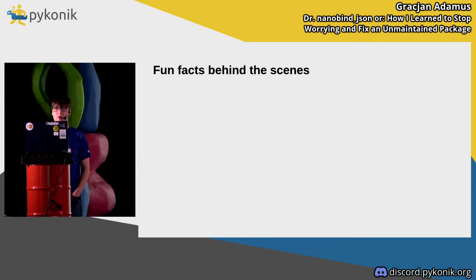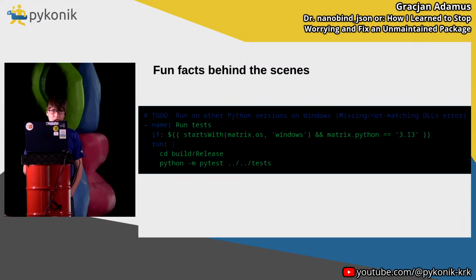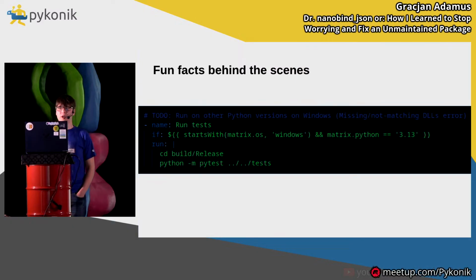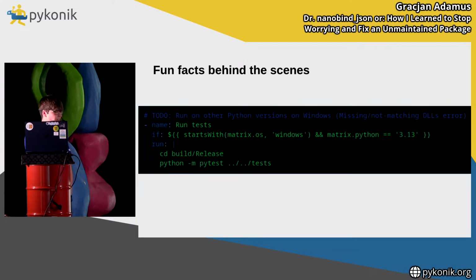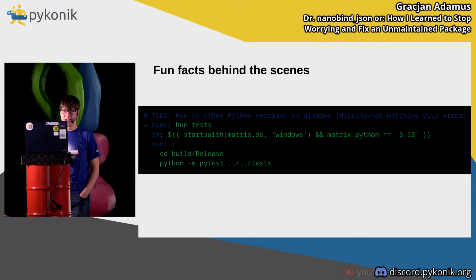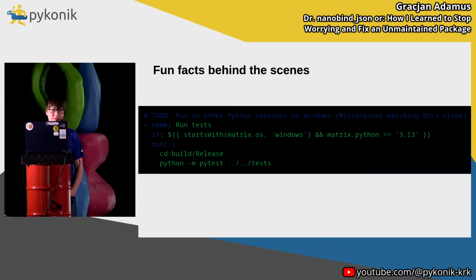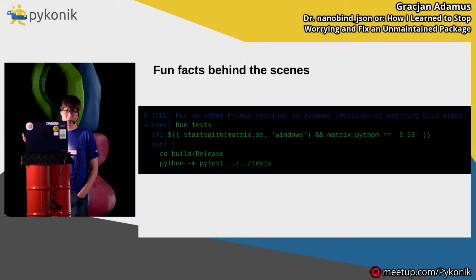And also a couple of fun facts behind the scenes because I still have some time. I showed that on Windows, only the newest version was failing. All the other ones passed. But actually, when I was fixing it, you can see a comment that only the newest version was passing and all the old ones were failing. And I don't know how that happens because I thought that I copied the code and it should recreate the bug, but for whatever reasons, it was completely flipped.